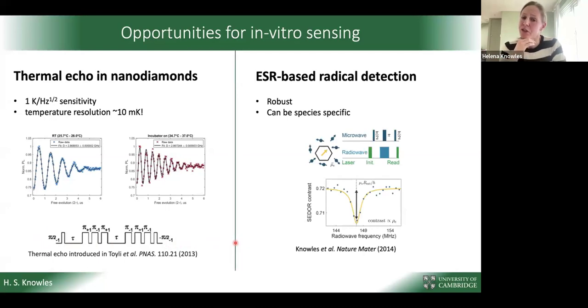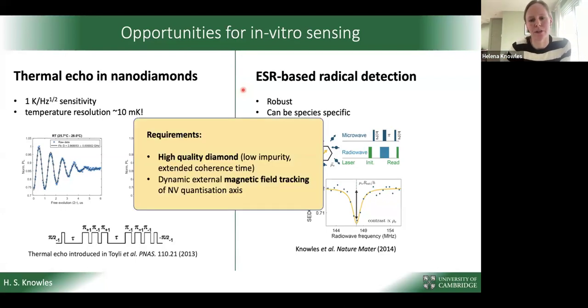Another thing that we're interested in is trying to apply this ESR-based radical detection because it's very robust, because it's so specific. It's a sort of double spin resonance excitation. So we know that we're getting signal only from the spin that we're targeting. And if there are different spin species, we should be able to distinguish between them. So these are some of the directions that we're interested in.